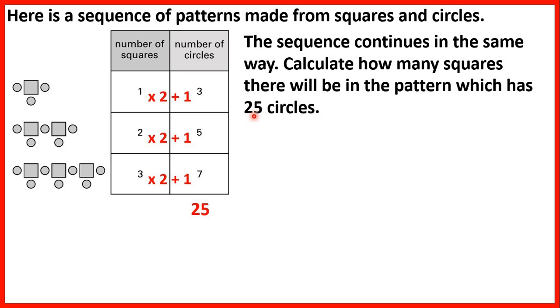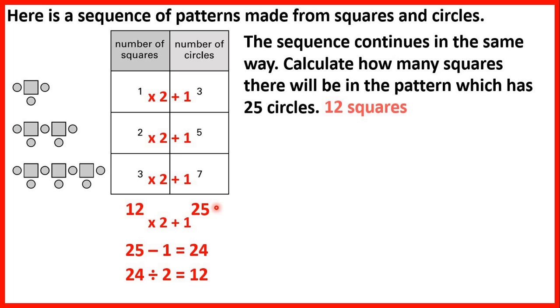So we know that we need 25 circles. So what times 2 plus 1 is 25? Well, if we work backwards, we can subtract 1 to get 24, and then divide by 2 to get 12. So that means if we have 12 squares, we'll have 25 circles. 12 times 2 is 24, plus 1 is 25.